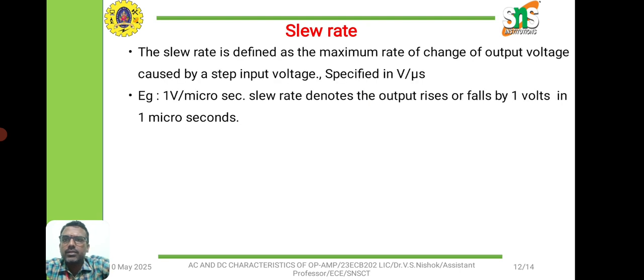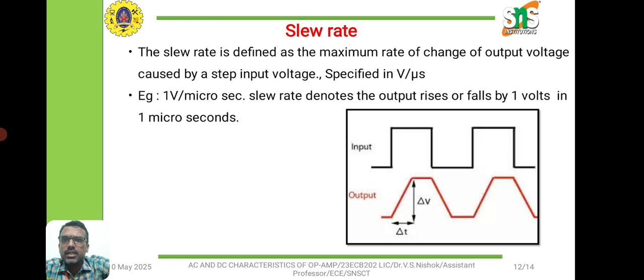The final one is slew rate, which represents the change in the output voltage with respect to the change in the input voltage. So how fast it is changing, that is denoted as the slew rate. If you see this diagram, the input waveform and the output waveform are given. After a certain time limit after the input changes, the output changes. This difference is represented as delta t. That is mentioned here as the slew rate.